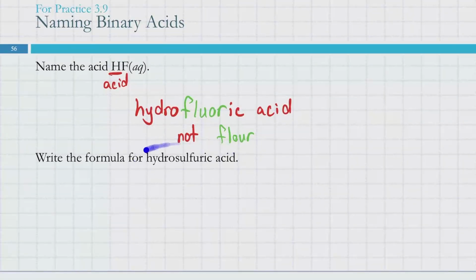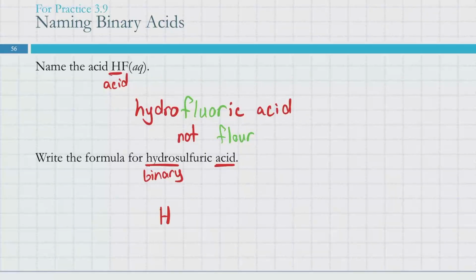If we wanted to write the formula for hydrosulfuric acid, we can also do that. We would hopefully see that it starts with hydro and it ends in acid, some good signs that we're dealing with an acid. The acid's the dead giveaway. The hydro lets us know that it's binary, so it's just two things. So we're going to start our formula off with hydrogen.